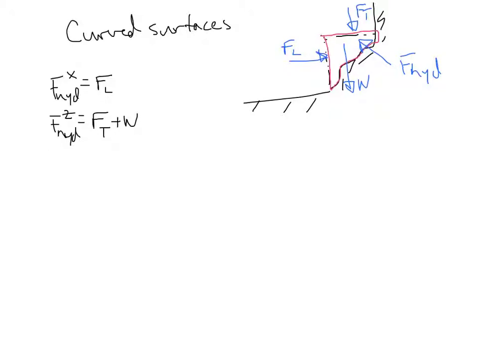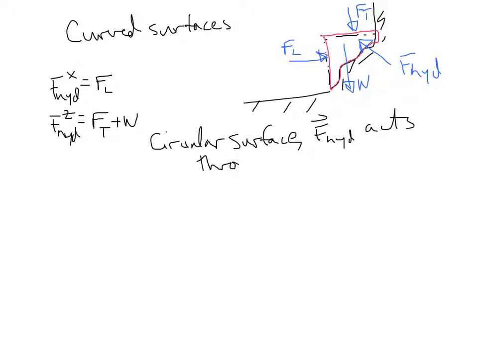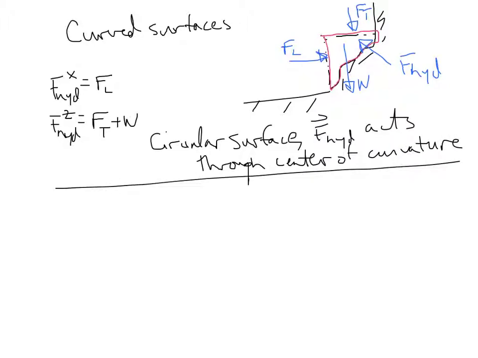The one special case we talked about was for a circular surface. The line of action is through the center of curvature. So for a circular surface, F hydro, the vector, acts through the center of curvature, wherever that might be.